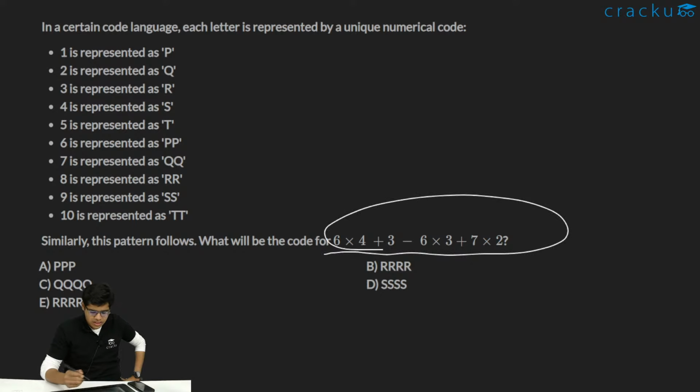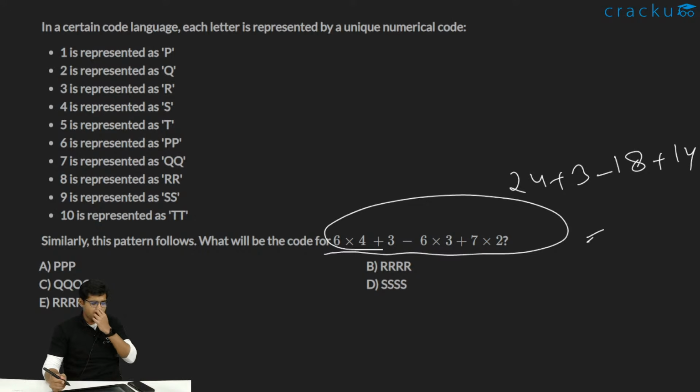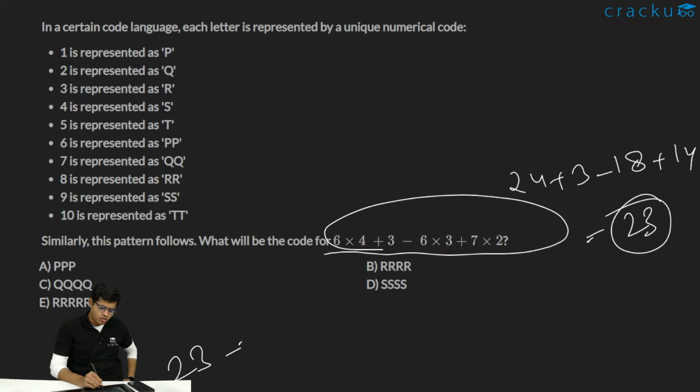What is this? This is 6 into 4, 24. 24 plus 3. 6 into 3 is 18 plus 14. So 24 plus 3, 27. 27 minus 18 is 9. 9 plus 14 is 23. So basically, we need to find the code for 23.